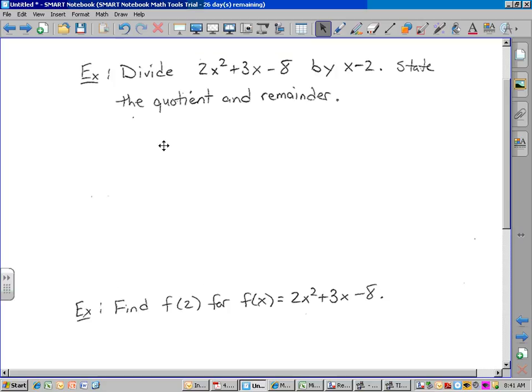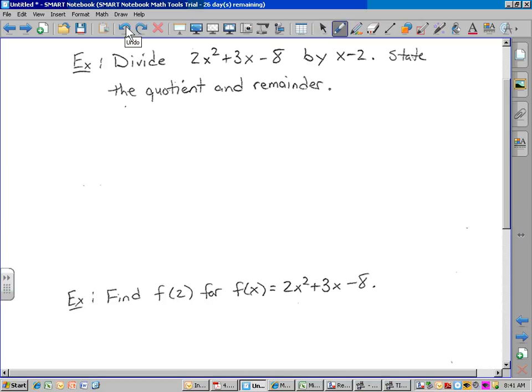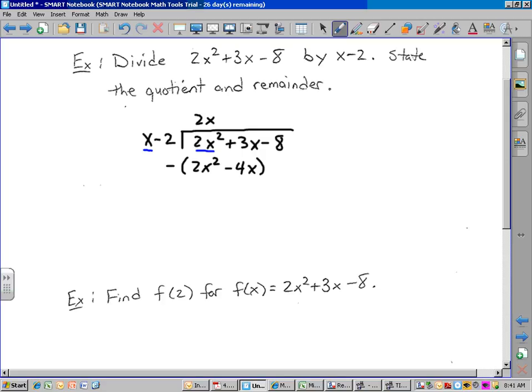To set the long division up, we have x minus 2, and then 2x squared plus 3x minus 8. Again, to do long division, we want to match the first term up with the first term that is being divided by. So to do that, we're going to multiply it by 2x. So 2x times x is 2x squared, and 2x times a negative 2 is minus 4x. And then we must subtract. So 2 minus 2 is 0, 3 minus minus 4, which is a plus 4, is 7x. Bring down the minus 8.